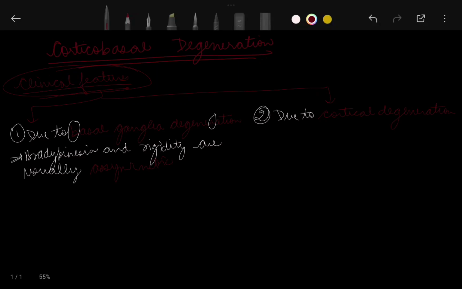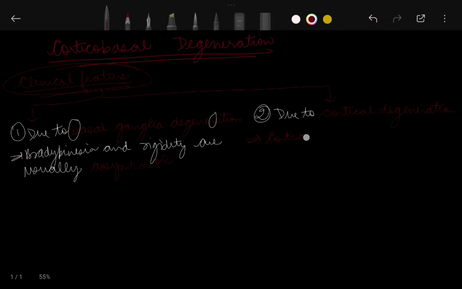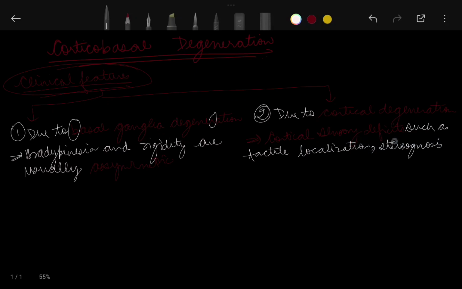Now, due to cortical degeneration, what do we have here? There can be cortical sensory deficits, such as tactile localization or stereognosis being lost. Okay, in cortical degeneration, there are cortical sensory deficits such as tactile localization and stereognosis being lost.